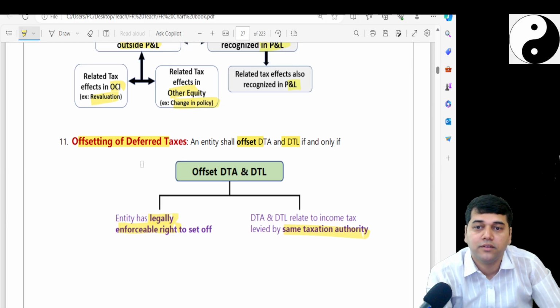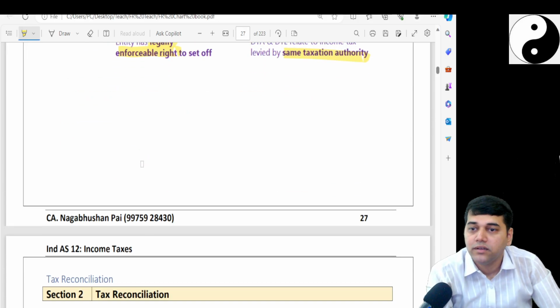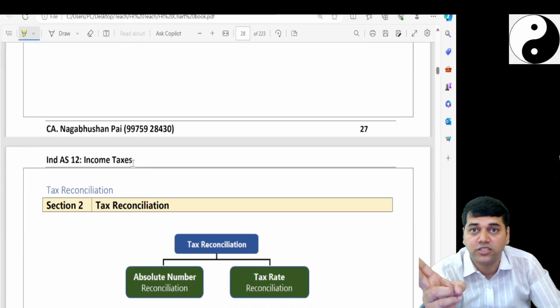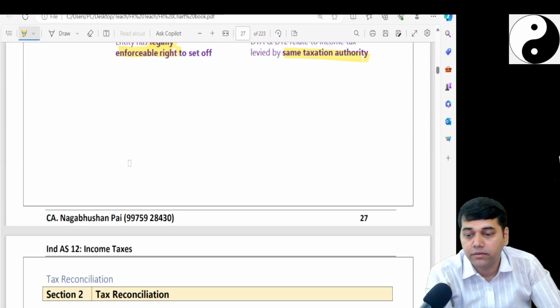Yes, with this, I know too much of theory. First part we are done. So now two more aspects are left, called the tax reconciliation and ESOP. Before that, we will solve some problems.